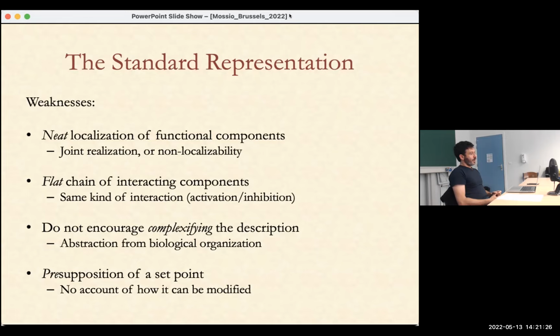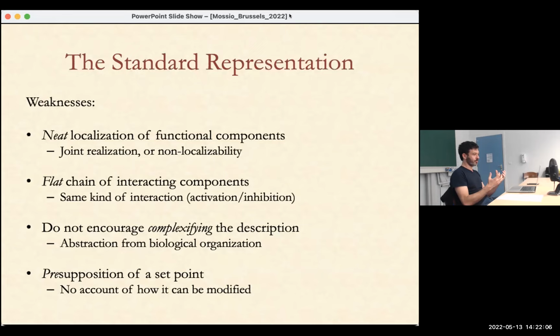The third point that we emphasize is that this kind of model does not encourage complexifying the description. Precisely because the starting point is a strong abstraction from most aspects of biological organization, just to focus on the relation between the coupled variables. So most complexity is hidden in the system, and it is not that clear to what extent the model would induce complexifying the description if the focus is on the target variables.